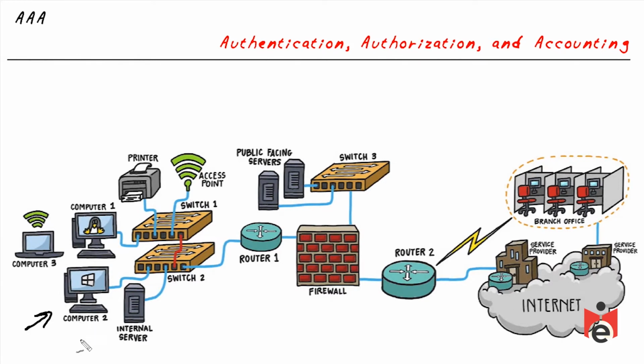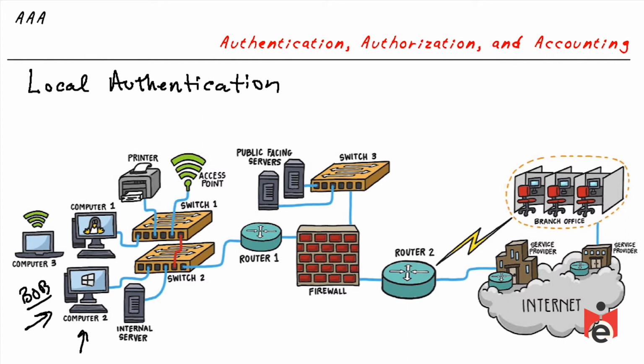So let's consider this topology right here, and let's imagine we have a brand new user who's going to be logging on to this computer right here, computer 2. And let's imagine that new user is Bob. What we could do is create a user account and set up the password for Bob on that local computer, computer number 2. That would be referred to as local authentication. One of the challenges with local authentication, though, is it doesn't scale very well.